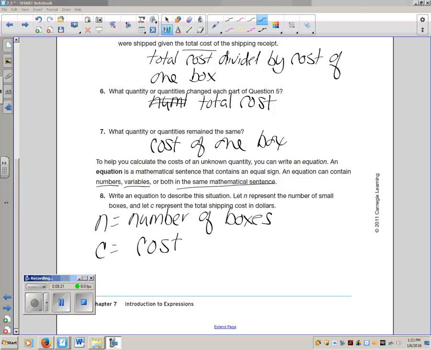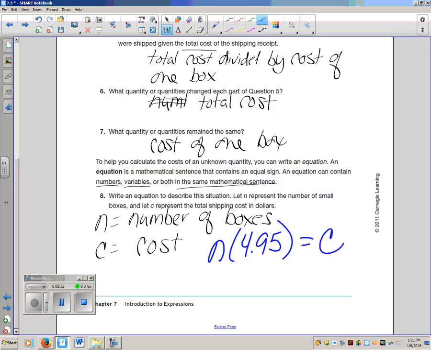So if we have the number of boxes, we multiply that times $4.95, and that equals the cost. And the second part of the equation was the cost divided by $4.95, which is the cost of one box. That gave us the number of boxes.